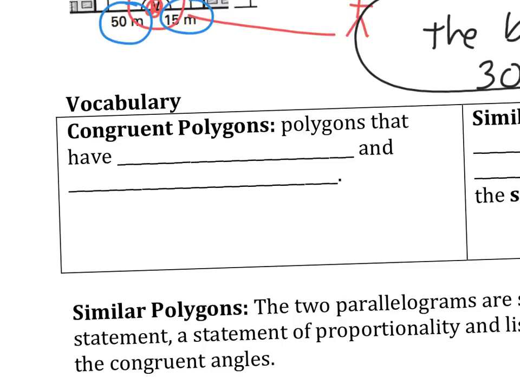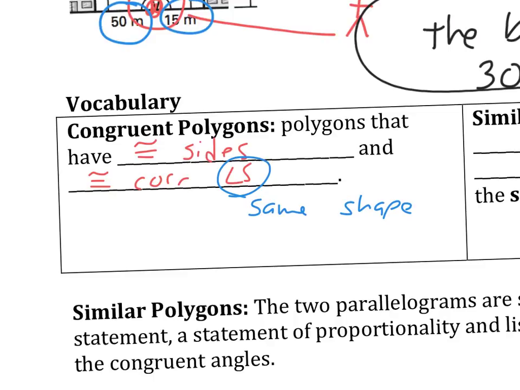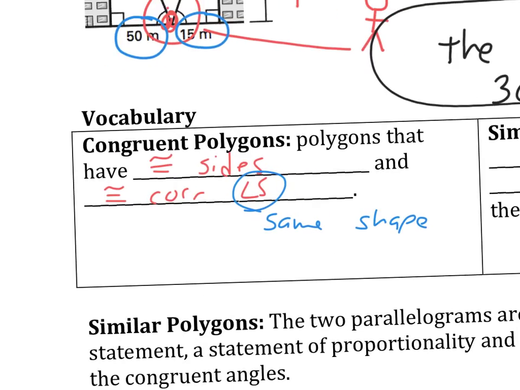So let's take a gander here. Congruent polygons are polygons that have what? Good. They have congruent corresponding sides and congruent corresponding angles. Now remember what each piece of these does. The corresponding angles being congruent tells you these two objects have the exact same shape. So thus this tells us it has the same size. Yep, same shape and then same size.